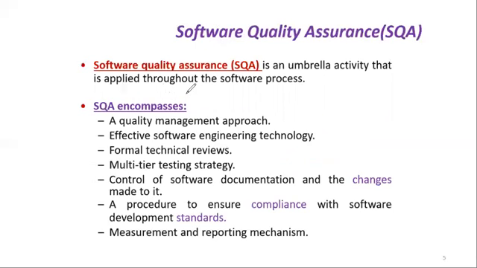Now, software quality assurance is an umbrella activity that is applied throughout the software process. Within the first unit, in the first class, we studied the different umbrella activities. Those umbrella activities are applied to any software in an iterative, sequential manner. It encompasses a quality management process, that is your SQA process, as I've previously mentioned.